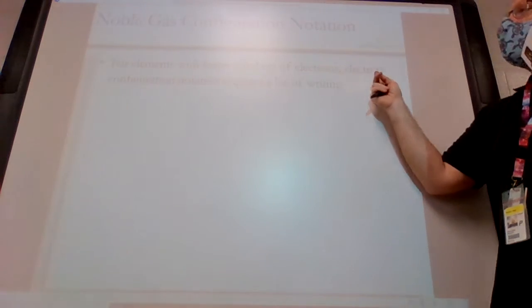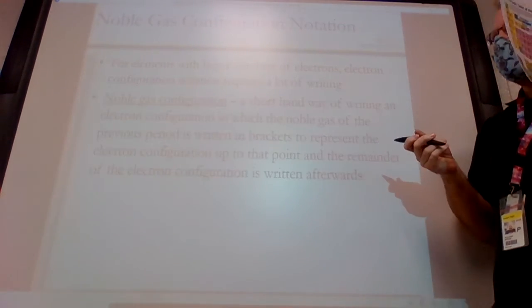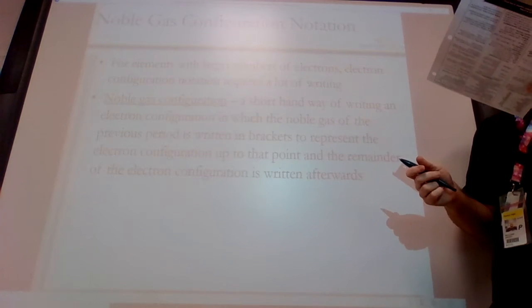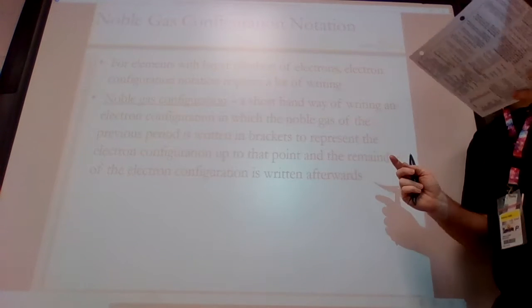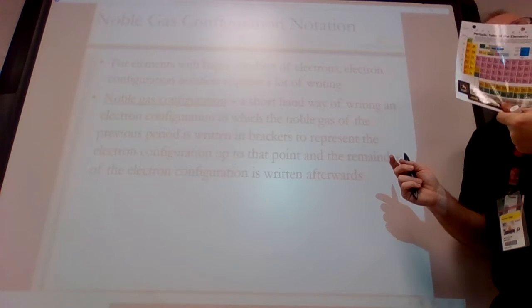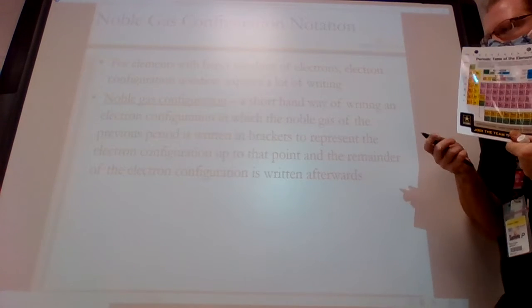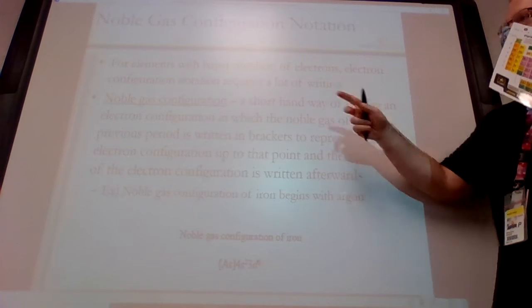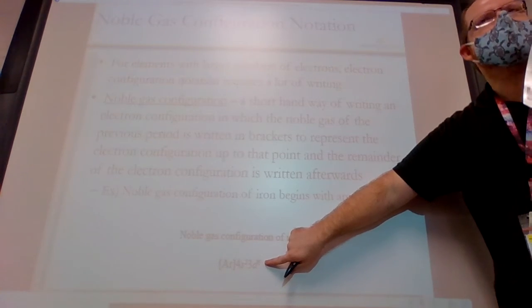So for elements with larger numbers of electrons, we give you a different type of notation. It requires a lot of writing. Their example was kind of short. If you went to platinum down here at the bottom, you'd have a whole bunch of numbers written out. Platinum has 78 protons, so you'd have to write out 78 electrons' worth of configuration. So what we do is go to the noble gas. And they did the same thing, 3d6.